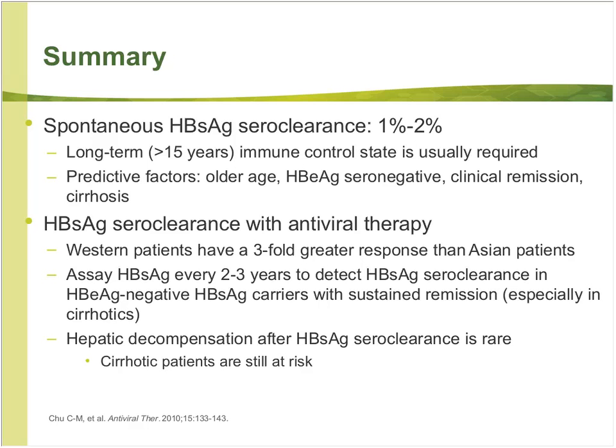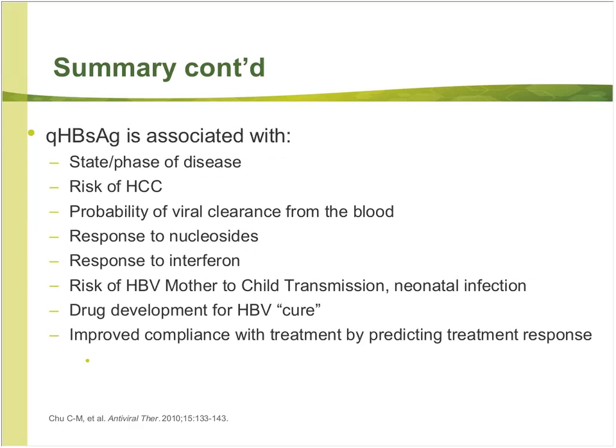Now, when you clear S antigen, the good news is these patients have a lower risk of decompensation and a lower risk of cancer. Quant S antigen helps you stage their disease. What phase, what state are they in? Future risk of liver cancer, probability of viral clearance, that's that functional cure. What's the response to the nukes? Do you have a reason to stop interferon at 3 months if they haven't reached a specific threshold? What's the risk of HBV mother-to-child transmission? Drug development for an HBV cure is ongoing.